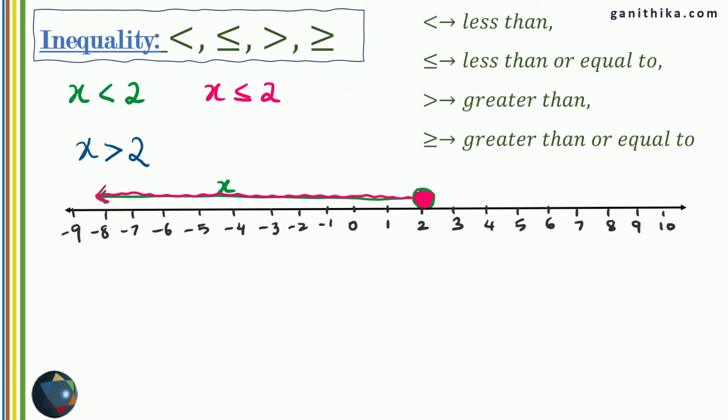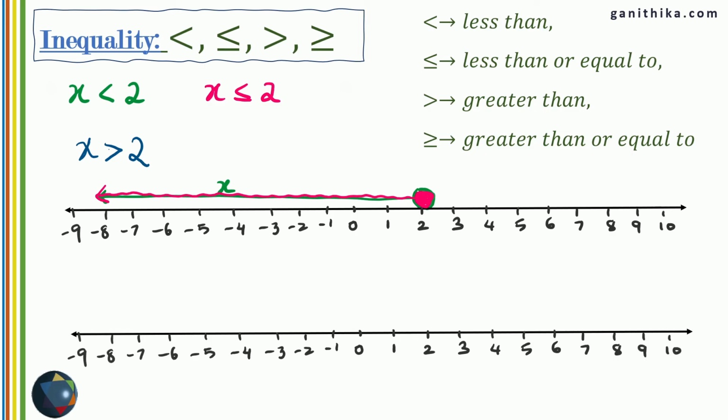Whereas for x greater than 2, on the number line you will put an open circle because it's not equal to 2. Therefore you will put the open circle, but the arrow mark will be to the right of 2, which shows that x is greater than 2. All the numbers greater than 2 will be to the right of 2. Similarly, x greater than or equal to 2 will be the shaded circle with the right side arrow mark.